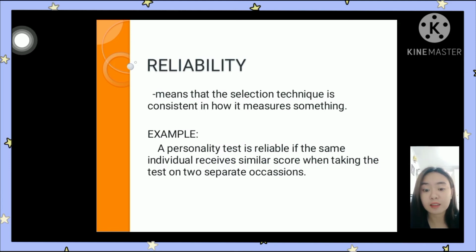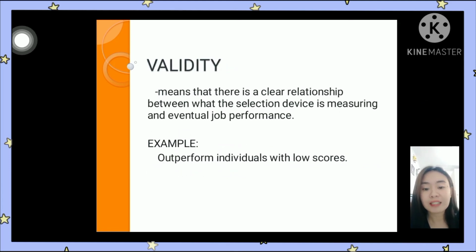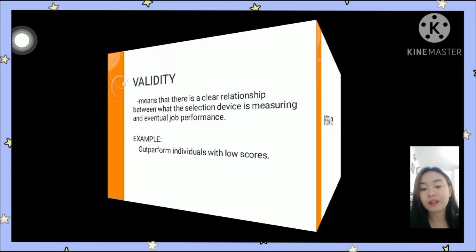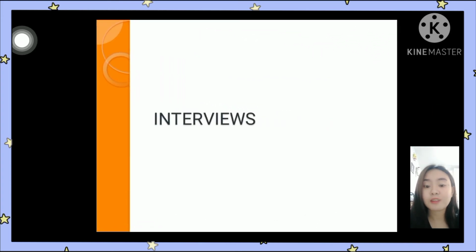On the second slide, we talk about validity. Validity means that there is a clear relationship between what the selection device is measuring and eventual job performance. The example of validity is that individuals with high scores outperform individuals with low scores. And the other meaning of validity is that the scores on a selection device have demonstrated links with future job performance. That was the first slide. On the next slide, we talk about interviews.